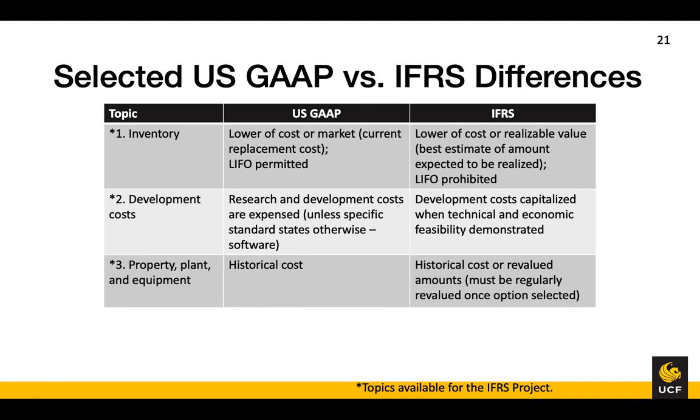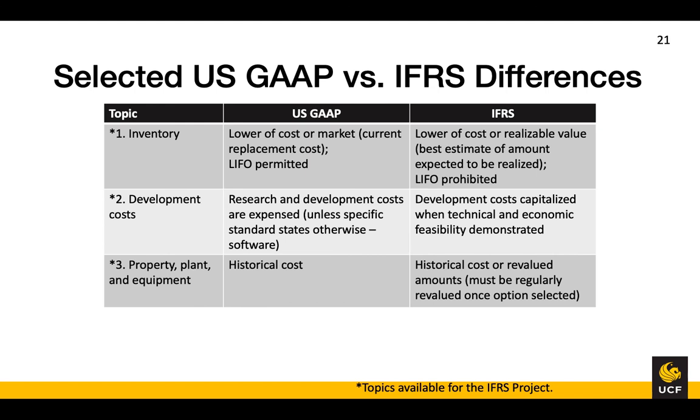For property, plant, and equipment, we already discussed the impact of component depreciation, but IFRS and US GAAP also have differences in balance sheet valuation. Under US GAAP, property, plant, and equipment is recognized at historical cost. That means the value of the asset equals the amount paid to acquire it. Under IFRS, a company may opt to recognize the property, plant, and equipment at fair value, but once they have done so, they must continue to remeasure the asset's value on a regular basis.